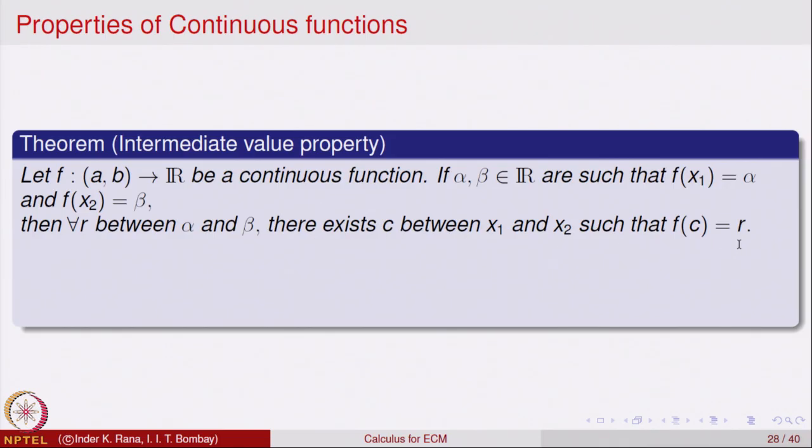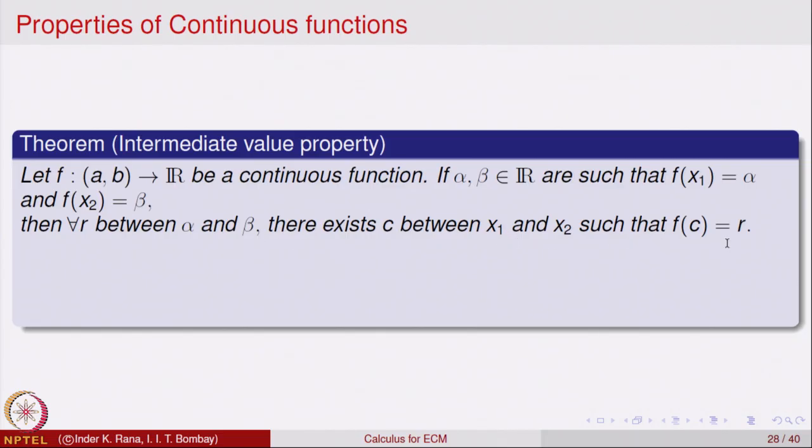Understand this as the intermediate value property: f is a function on an interval [a, b], the value alpha is taken at some point x1 and the value beta is taken at some point x2, then every value r in between alpha and beta is also taken by the function at some point.